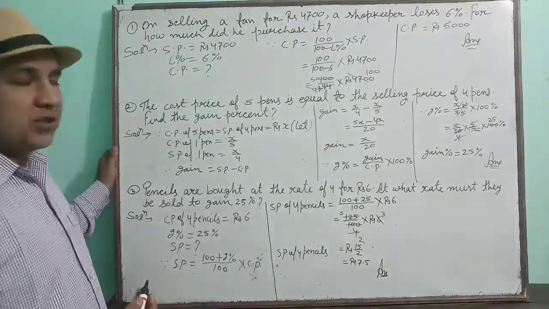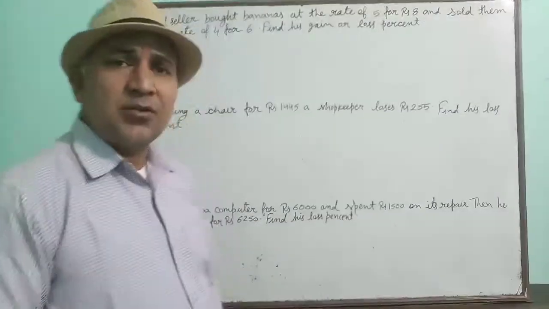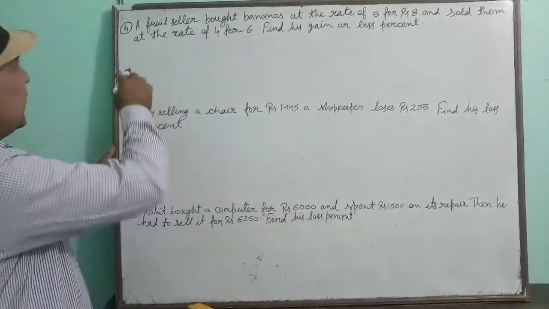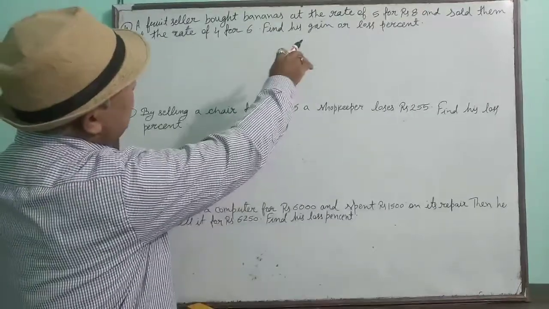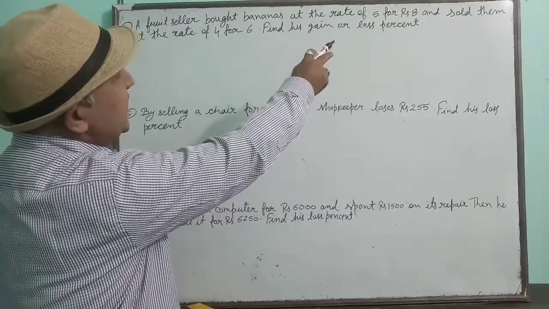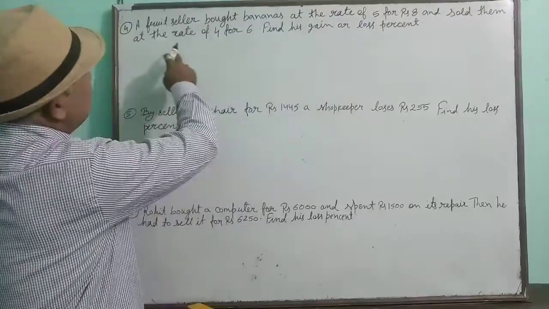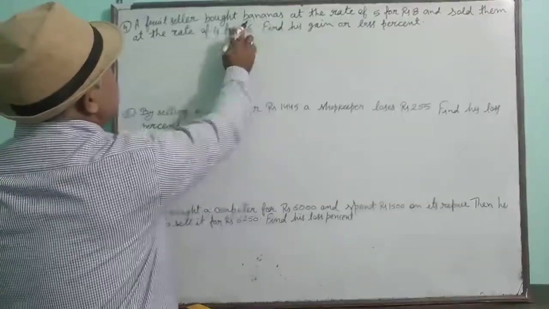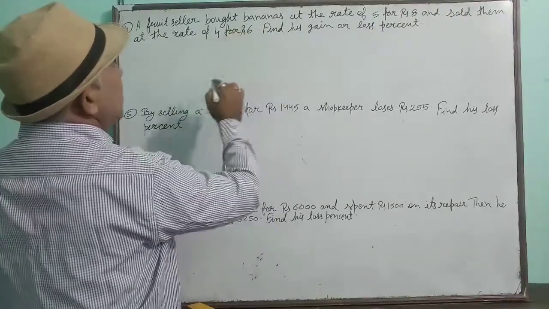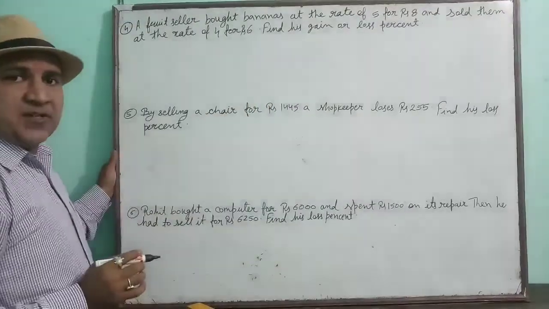Okay? Now note down these questions, children. Okay, children, now see question number 4. A fruit seller bought bananas at the rate of 5 for rupees 8 and sold them at the rate of 4 for rupees 6. Find his gain or loss percent.